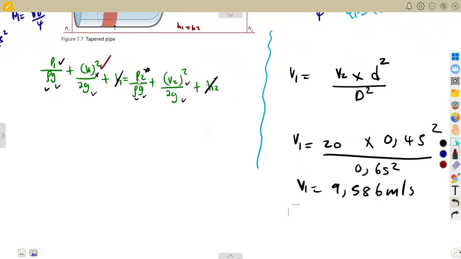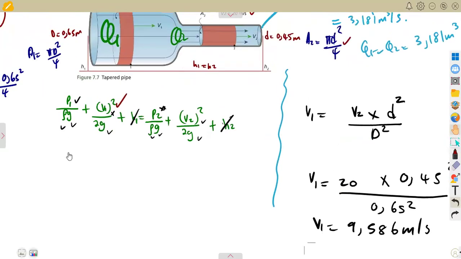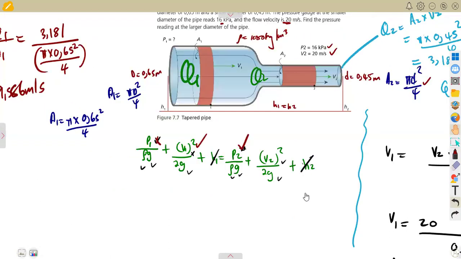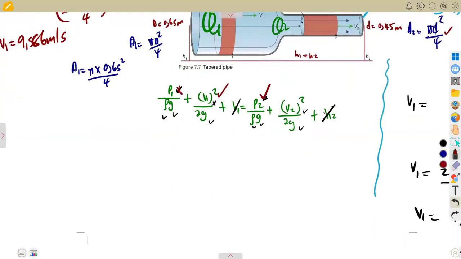Now we have got V1, we can calculate P1. So we're going to insert our values there. Remember, we need to calculate P1, given, find the pressure reading at the larger diameter. P1 is the one that we are supposed to calculate, given P2. All right, so let's just hope, guys, you find it easier to understand even after all these confusions.